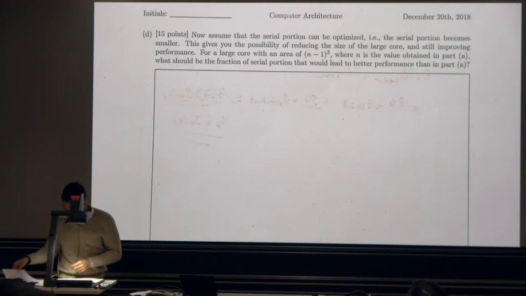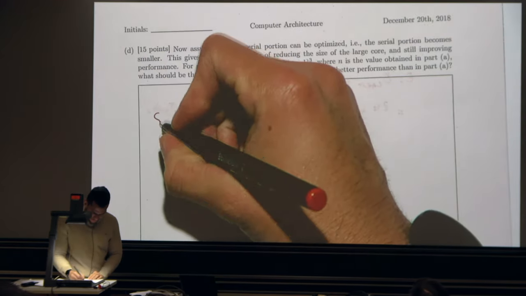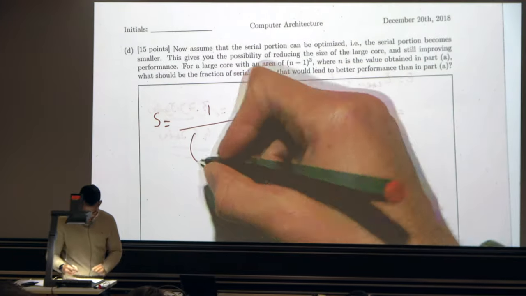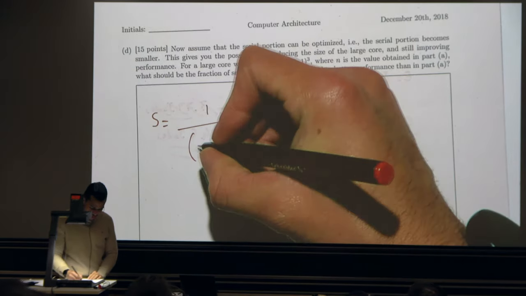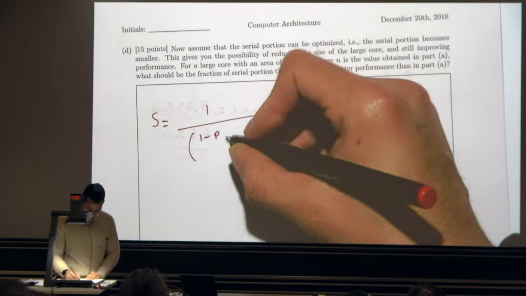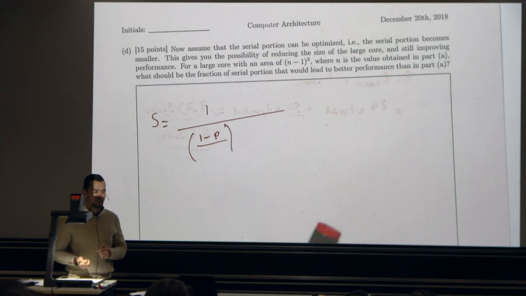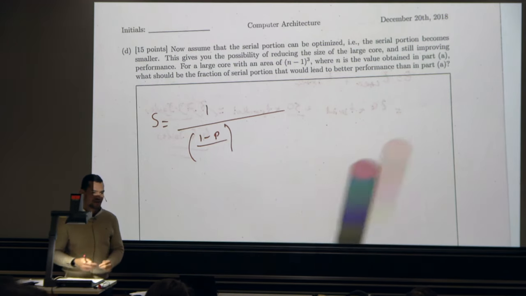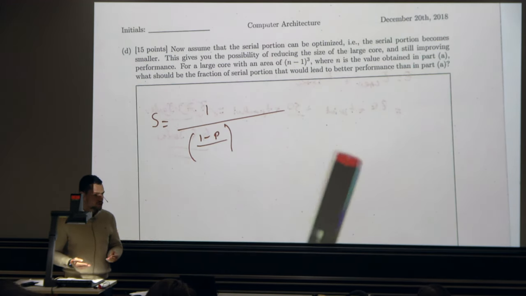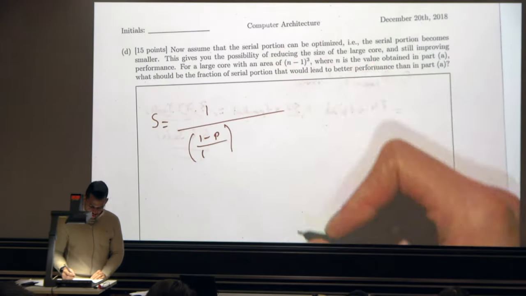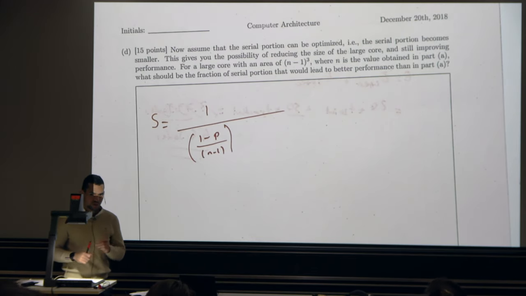So, what's my solution? It's here. We don't know anymore how much is the serial portion, but we know from the equation that it is 1 minus the parallel portion. And the time it is going to take to execute the serial portion, we are going to assume is proportional to the area, because now you have a smaller core, so it's not going to be as fast as before. So it's going to take n minus 1 in terms of time to execute the serial portion.